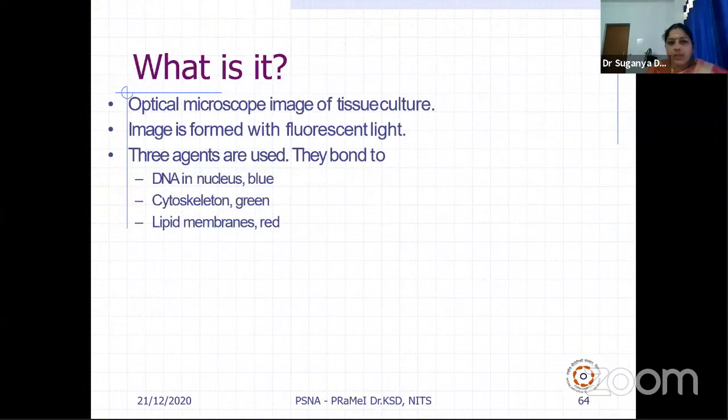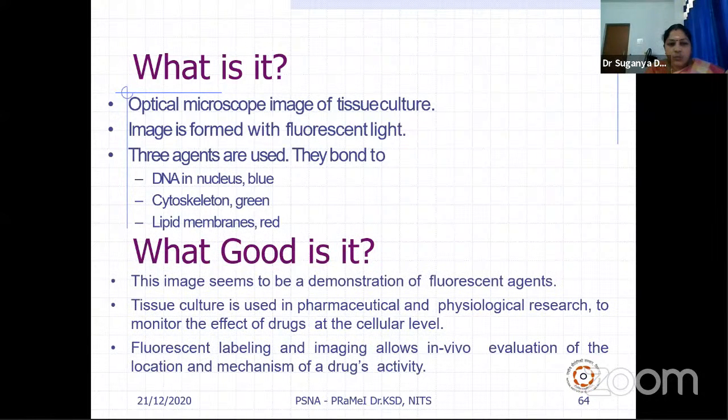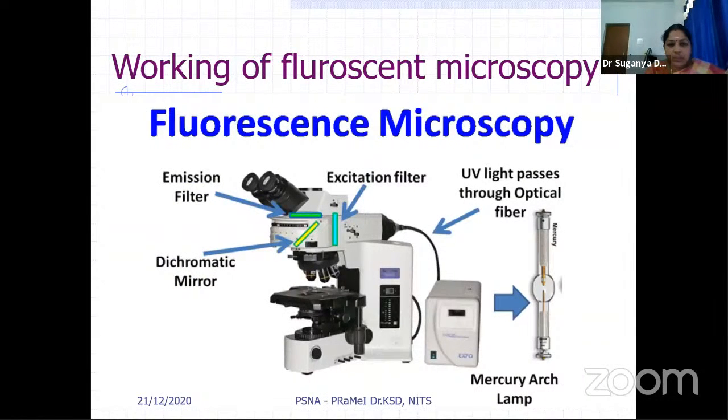And this is an optical microscope image of a tissue culture. The image is formed with fluorescent light. Three agents are used: one for DNA, cytoskeleton, and lipid membranes. They will be classified with three colors: blue, green, and red. Okay. So this is the video depicting this.